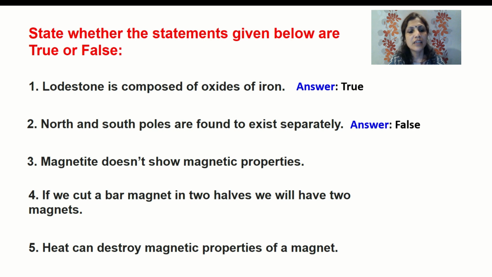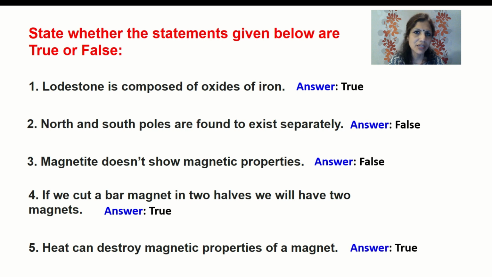Magnetite doesn't show magnetic property. And again, the answer is false. If we cut the bar magnet into two halves, we will have two magnets. Is that true? It is absolutely true. You break the magnet into a number of pieces and every piece is a magnet. Alright? Heat can destroy magnetic properties of a magnet, which is an absolutely correct and true statement.